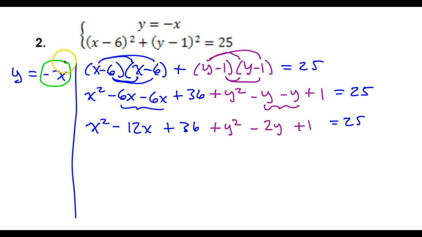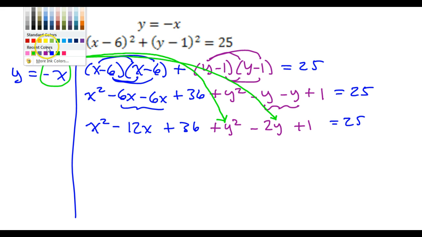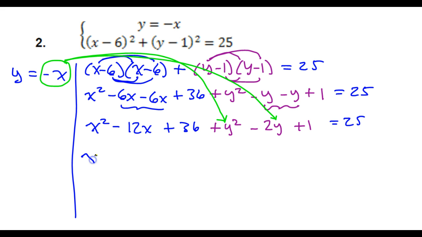So what I can do is take this expression and substitute it for y in this new equation. So I have two different y's. So I'm going to have to take this and substitute it in both places. Okay, so I'm going to have my x squared. I have x squared minus 12x plus 36.